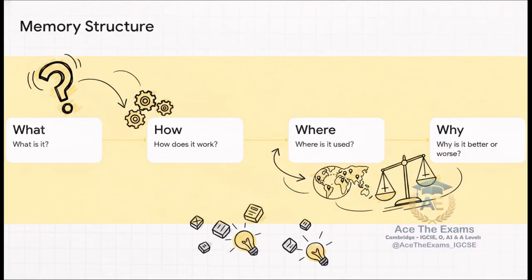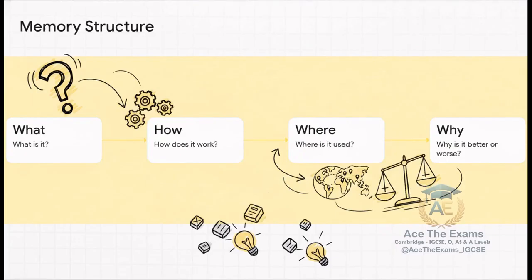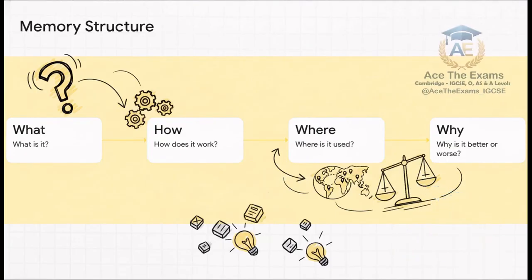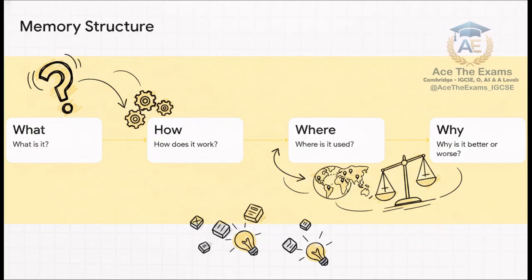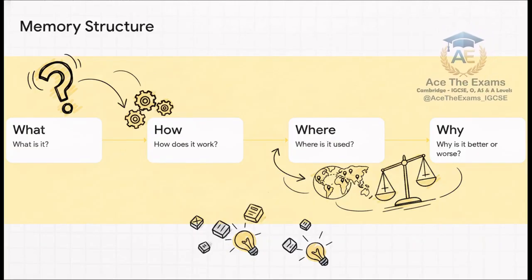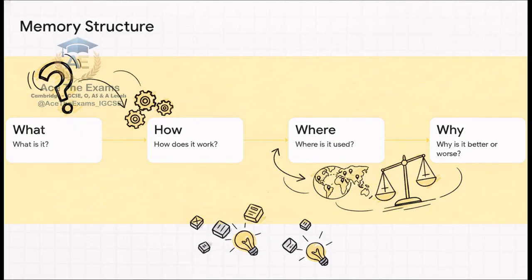So here is the secret weapon. It's a 4-prompt memory structure, and you need to use this for literally every single piece of theory you revise from now on. Number 1, what is it? Number 2, how does it work? Number 3, where is it used? And crucial number 4, why is it better or worse in this very specific situation? Try this right now. If you can answer these 4 prompts aloud for any given syllabus topic, boom, that topic is exam ready.